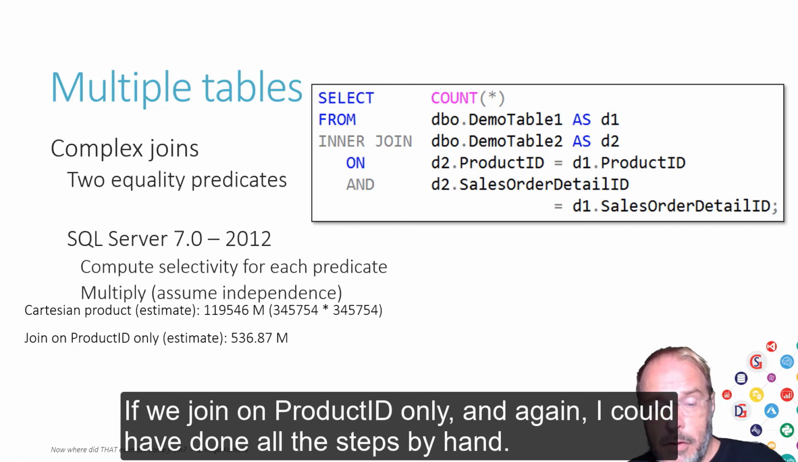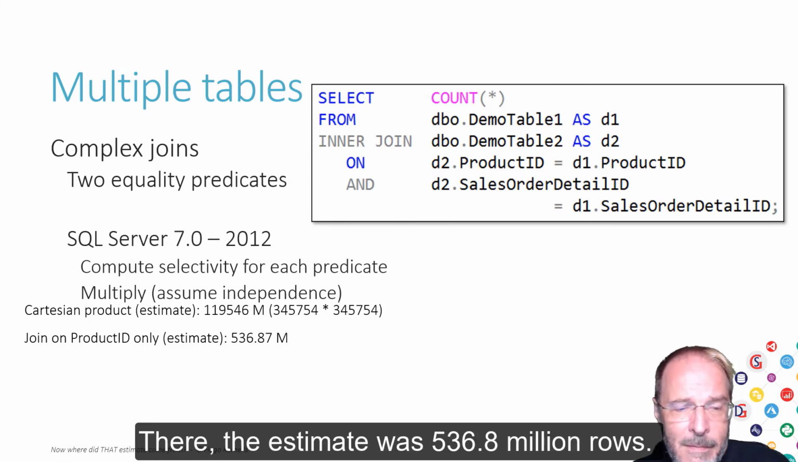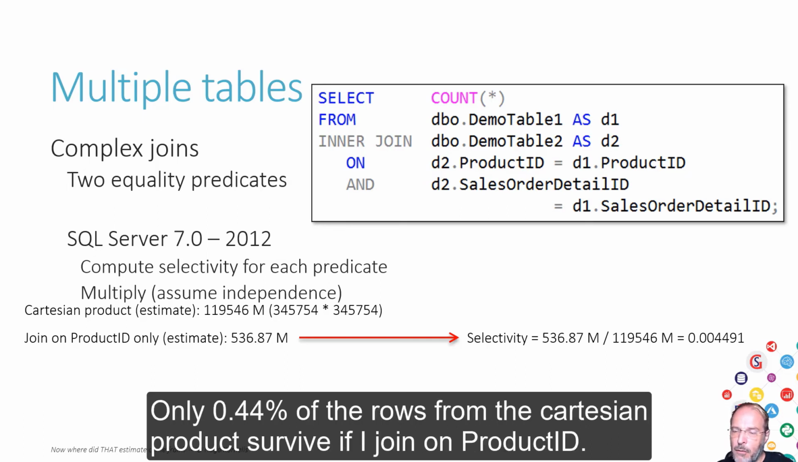If we join on product ID only, and again, I could have done all the steps by hand, but in reality I just looked at the execution plan for a query based on only a product ID test in the join. There, the estimate was 536.8 million rows. That means that the selectivity of a join on product ID only is 0.004491. Only 0.44% of the rows from the Cartesian product survive if I join on product ID.